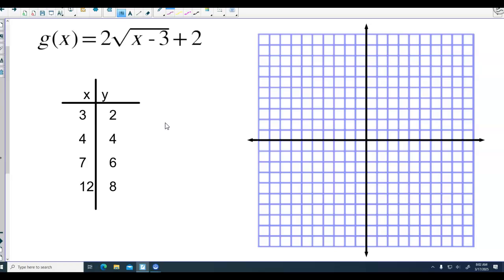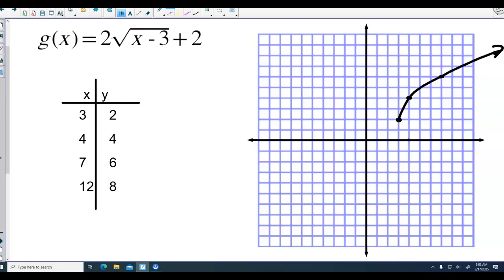4 minus 3 is 1. The square root of 1 is 1. Times 2 is 2. 2 plus 2 is 4. 7 minus 3 is 4. Excuse me. Square root of 4 is 2. 2 times 2 is 4. 4 plus 2 is 6. 12 minus 3 is 9. The square root of 9 is 3. 3 times 2 is 6. And 6 plus 2 is 8. So 3, 2. 4, 4. 7, 6. And unfortunately, we're going to fly a little bit off the graph. I'll put it there. But this is my graph.